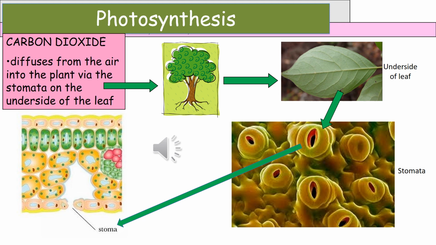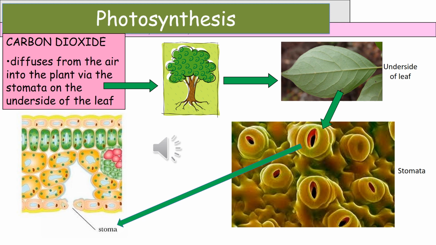So how does carbon dioxide get into the plant? The carbon dioxide diffuses from the air into the plant via what we call stomata. These are tiny, tiny little holes on the underside of the leaf.